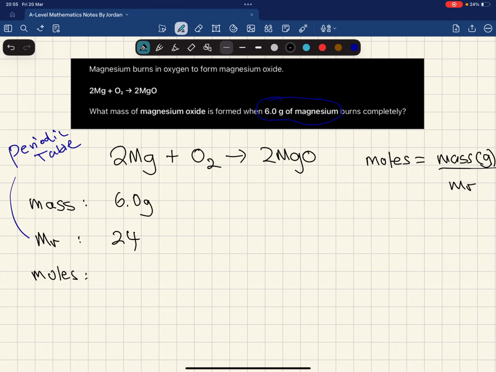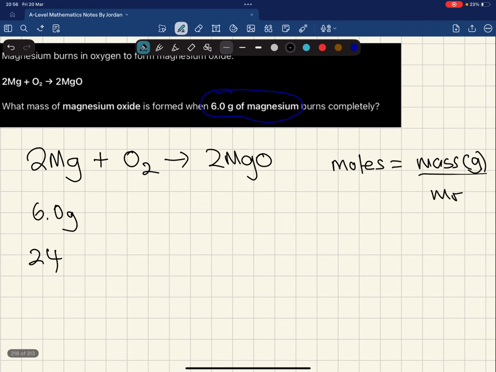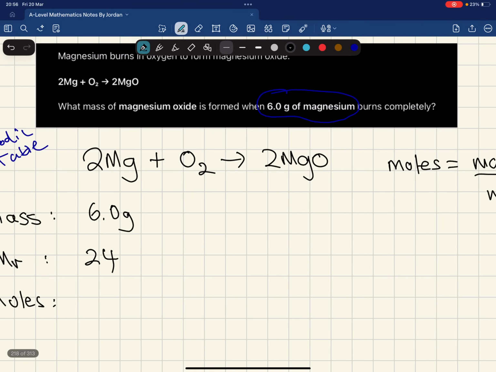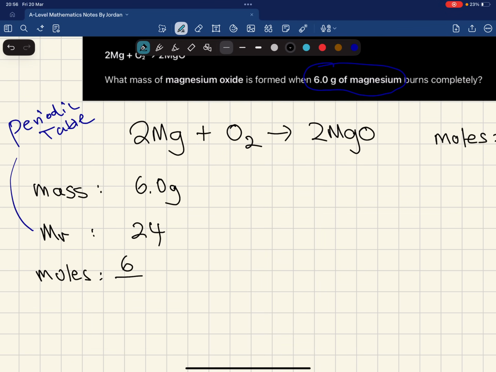Great. So you always want to work with the thing that you were given the mass for to start with. So that's the magnesium. And then we can calculate the moles, because remember the moles is the mass divided by the MR, and if you look here we have both of those, so we can do 6 divided by 24 and that would give us 0.25. So that's magnesium all sorted out.